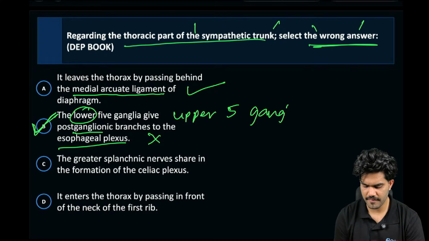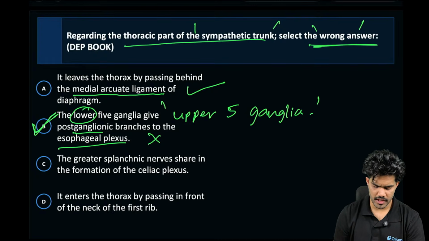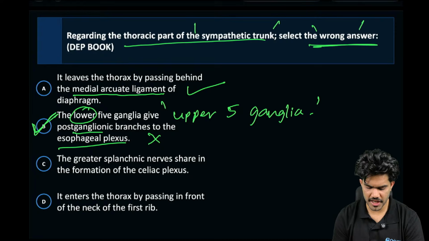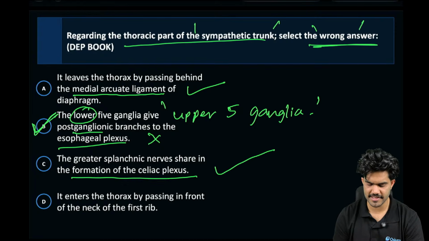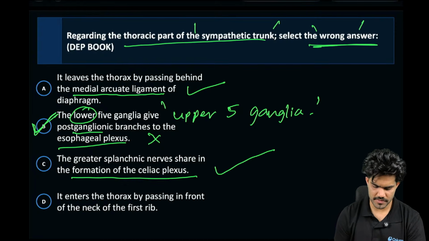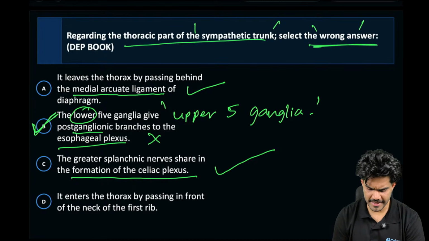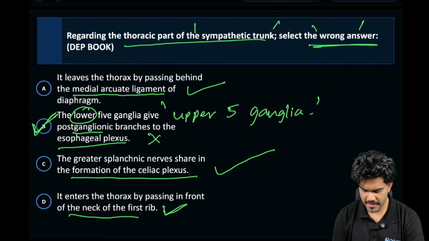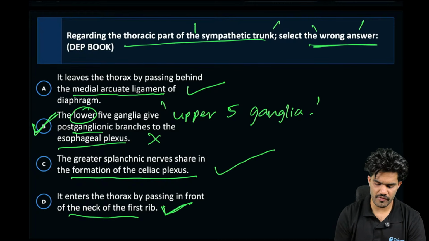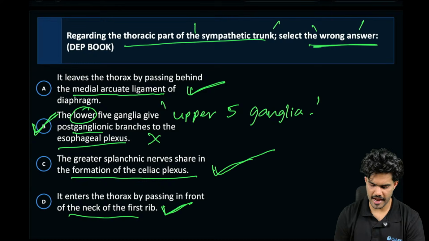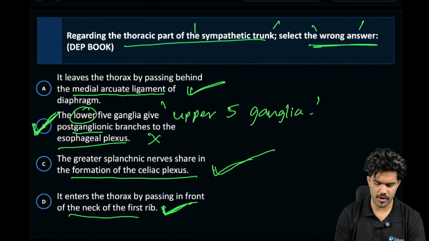Upper 5 ganglia. Okay. Now, the greater splanchnic nerve shares in the formation of the celiac plexus. Yes, it forms. It enters the thorax by passing in front of the neck of the first rib. Yes, this is also true. So focus on A, C and D. They will be true. The wrong option will be B.